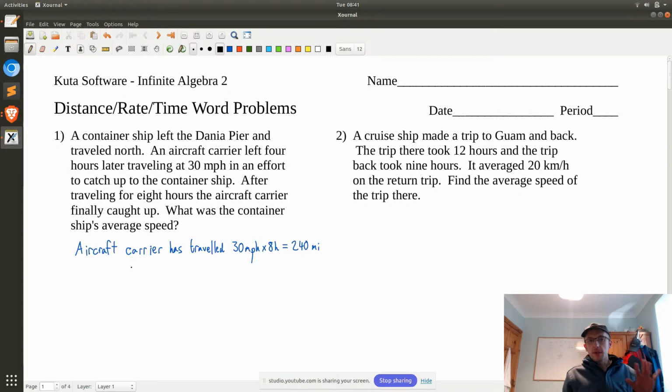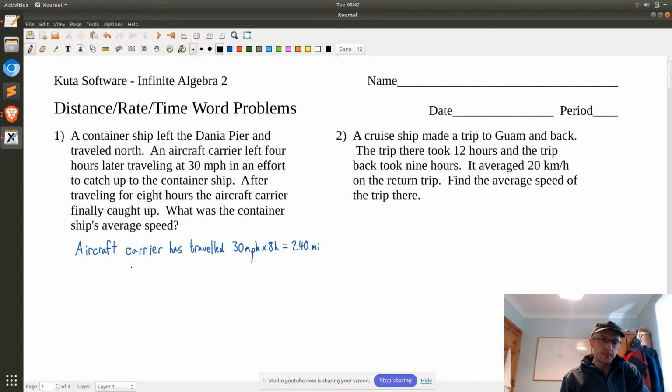Okay, so if the container ship is going at like 20 miles per hour on average, and the aircraft carrier is going 30 miles per hour on average, you can think of the aircraft carrier as making its way towards a stationary container ship at a speed of 10 miles per hour, because that's 30 take away 20.